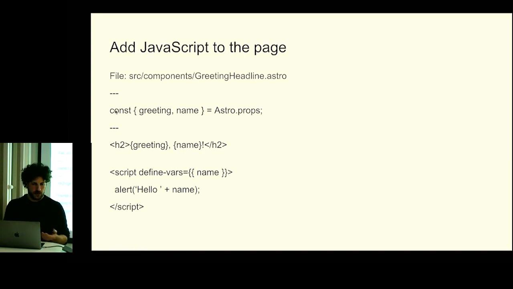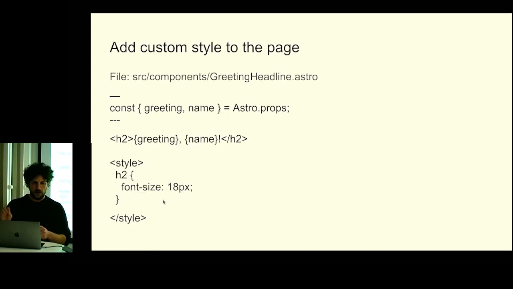So again, we have the front matter, we can have our props, we can show the props, but we can also add the JavaScript by default here. We can add an alert, for example, we can add a click button, we can add whatever we want. Something that has to interact with the client. The same thing happens with the style. So you can add the style here.